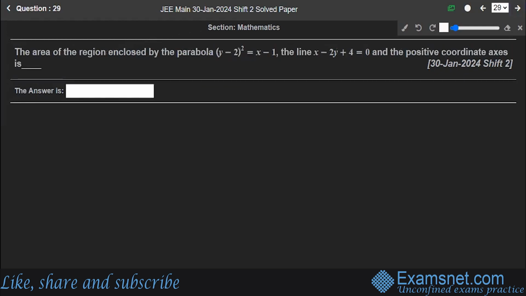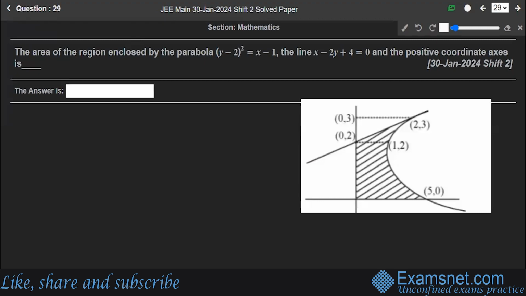Next is question number 29. The area of the region enclosed by this parabola and this line and the positive coordinate axis is. Let's make the figure to understand this. So this is your particular graph. This is the equation of your parabola. And this curve represents your parabola, and this one is your line, x minus 2y plus 4 is equal to 0, or x is equal to 2y minus 4. And this is your parabola.